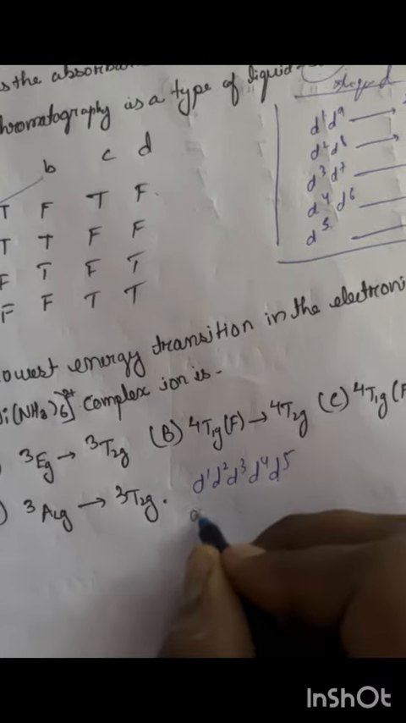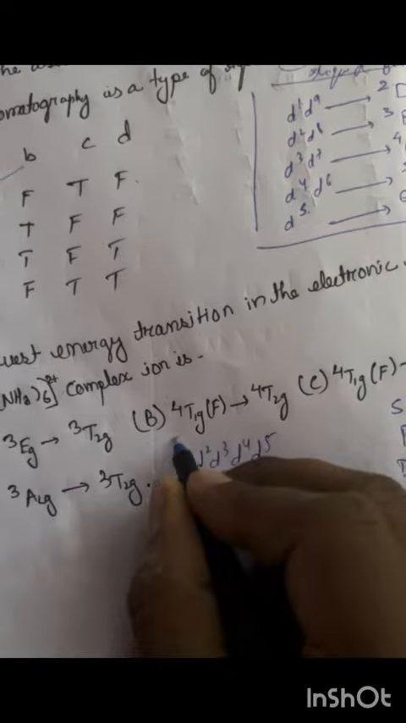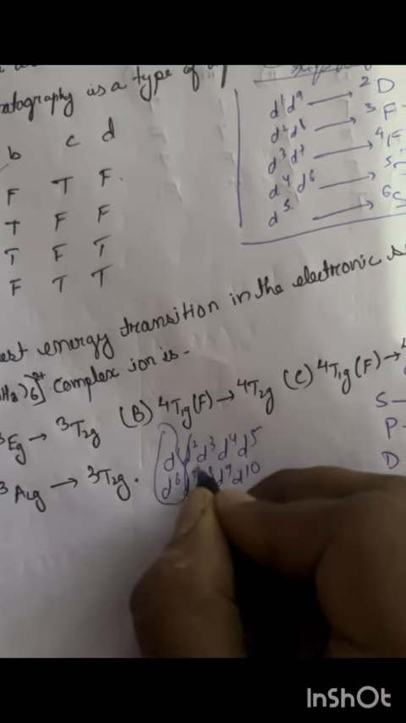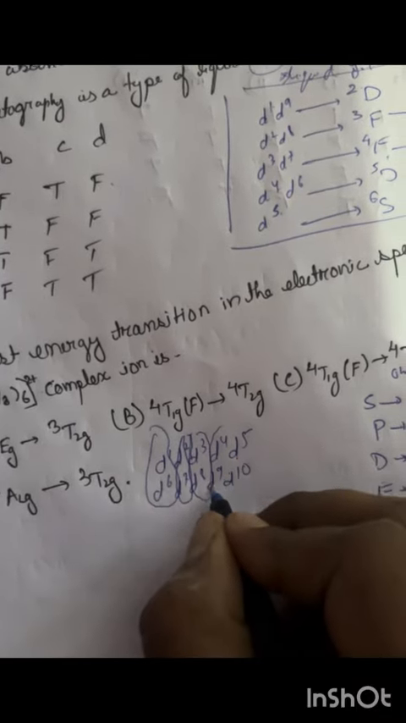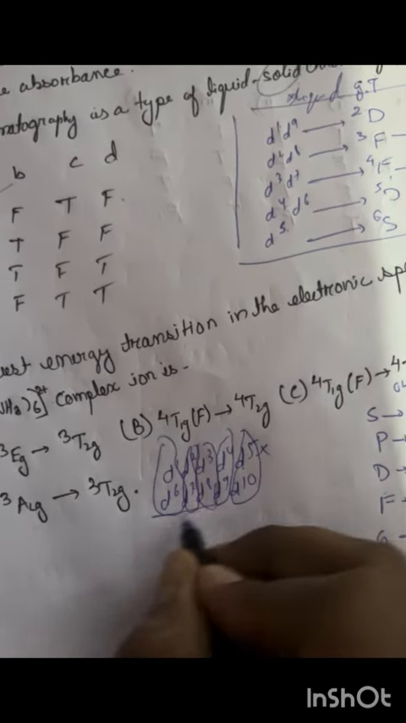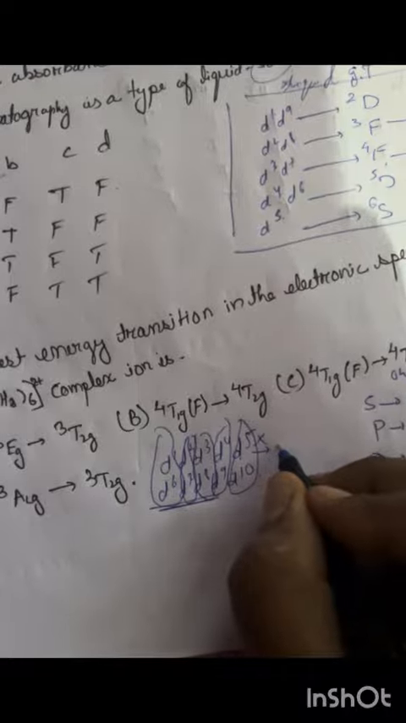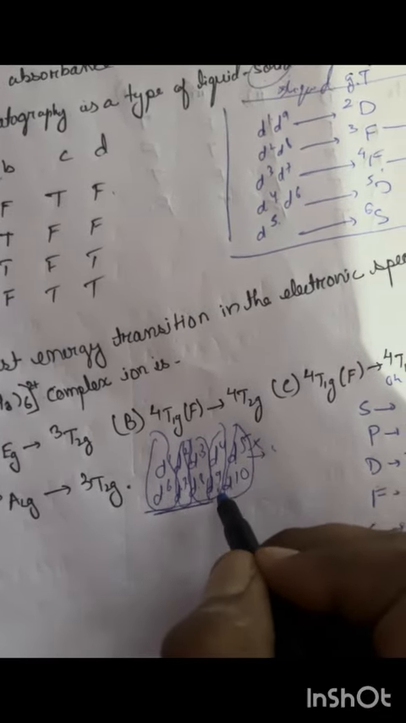Now most important, how the transitions take place. See, you remember this one: d1, d2, d3, d4, d5, d6, d7, d8, d9, d10. d1 and d6 will have the same transition, d2 and d7 will be the same, d3 and d8 will be the same, d4 and d9 will be the same. d5 has no transition, right? This is half filled, and d10 fully filled, so no transition. We have already studied this concept, right?